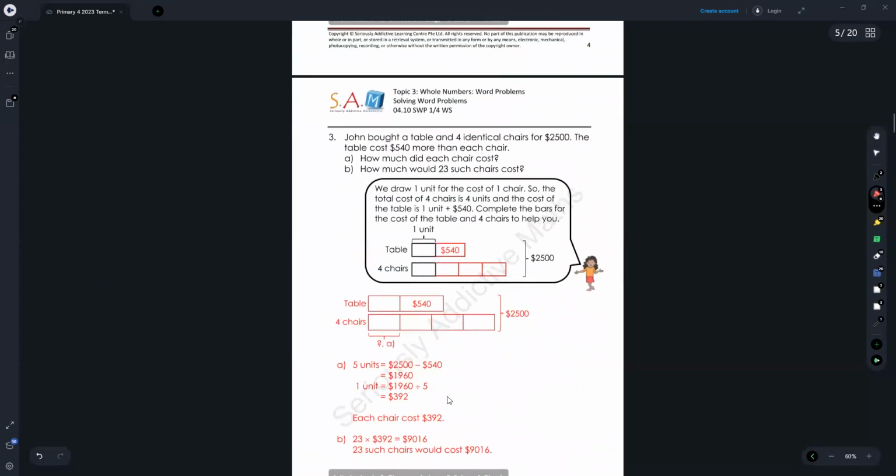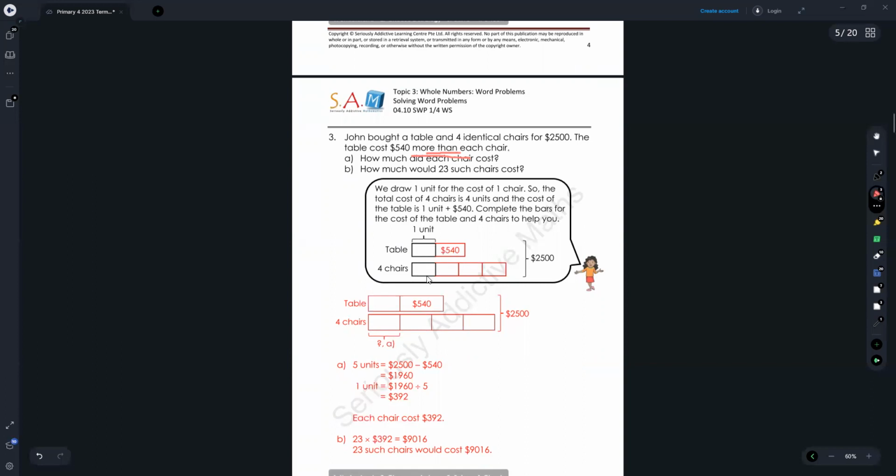Demonstrate question 3. John bought a table and 4 identical chairs for $2,500. Table costs $540 more than the chair. So again, a comparison question. Therefore, they need to draw, first of all, one table, right? So you need to do 2 parts first. You need to draw one table. And the table is 1 unit plus 540, right?